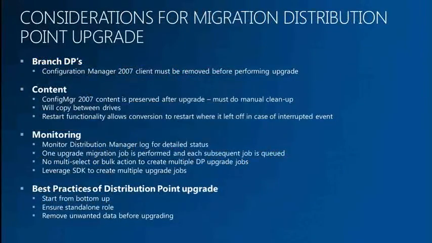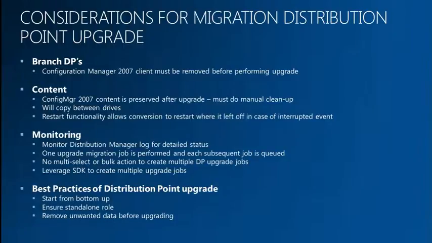Some other considerations. Branch DPs: we don't support 2012 sites that have Config Manager 2007 clients on them. So if you're going to upgrade a branch DP, you've got to remove the 2007 client before you do so. If you don't, and the Config Manager 2007 client is trying to modify that content, it's going to get messed up, and the content conversion action will fail. You can always restart it later after you uninstall the client. That's why we have that restart capability.